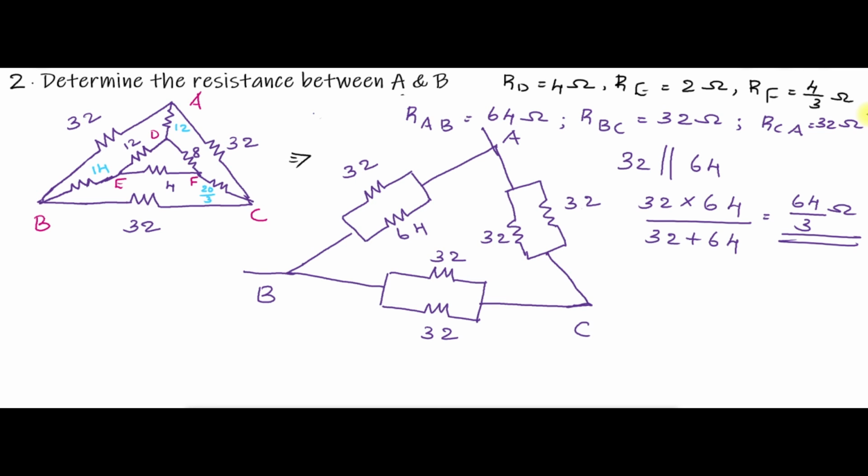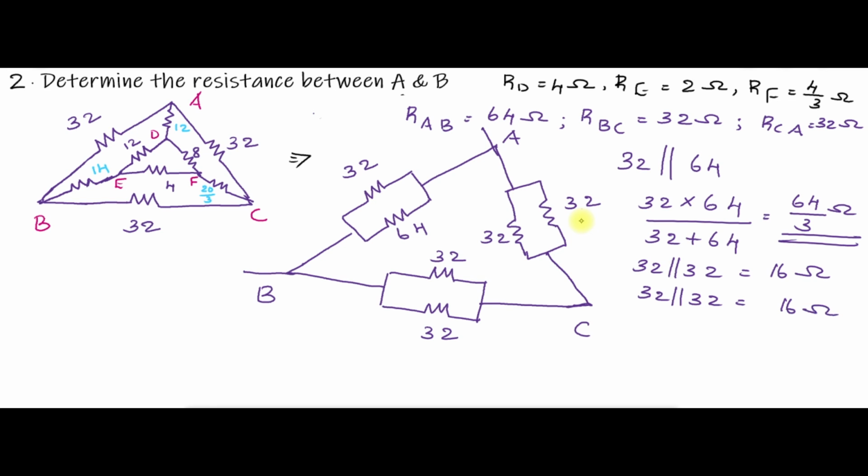These two resistances, that is 32 and 32, these are equal resistances. So you can take half. When you are doing parallel operation with equal resistances, you will be getting the value as half. So for 32 parallel 32, you will be getting it as 16 ohm and the other also you will be getting as 16 ohm.